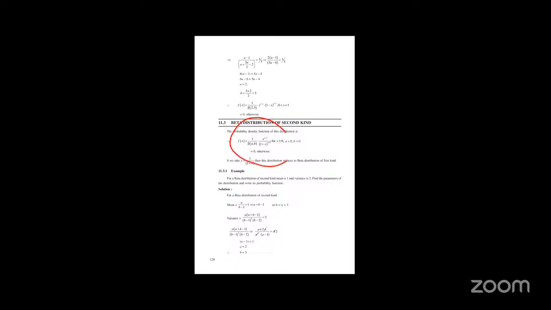right? So we have a probability density function as f of x is equal to 1 by beta of a comma b into x power a minus 1 by 1 plus x power a plus b for x greater than or equal to 0, and a greater than 0 and b greater than 0. So these are the conditions for the probability density function of the beta distribution of the second kind.